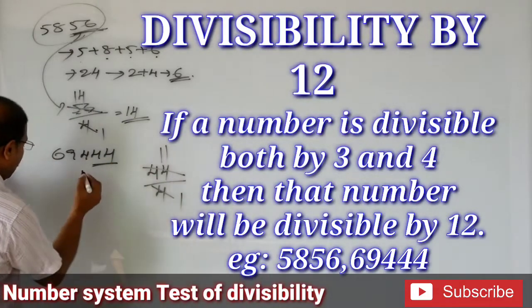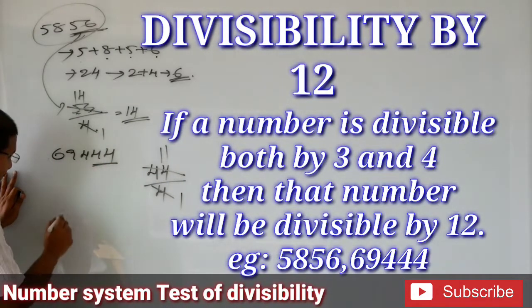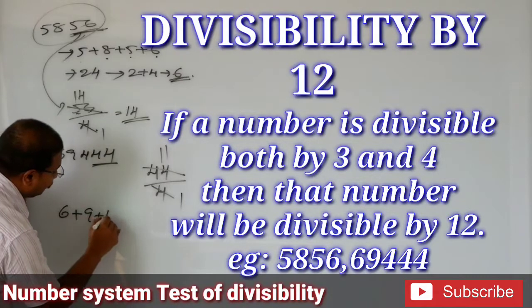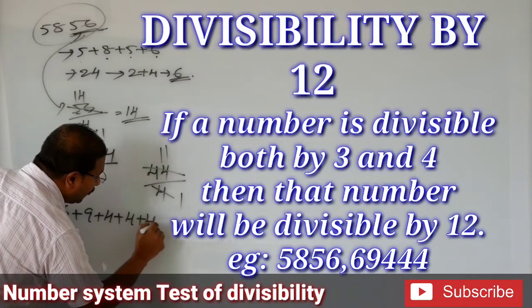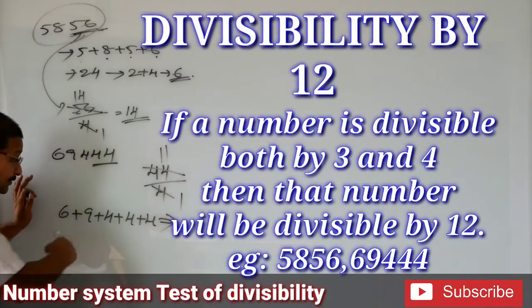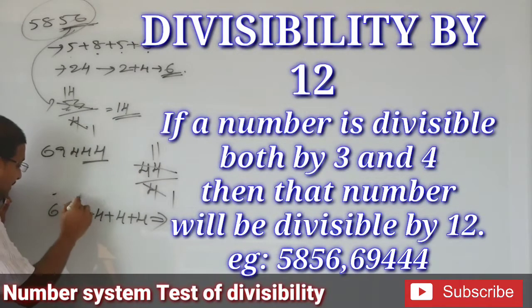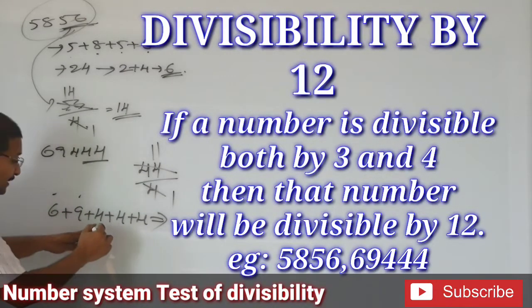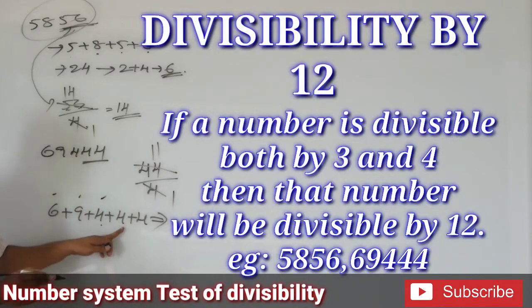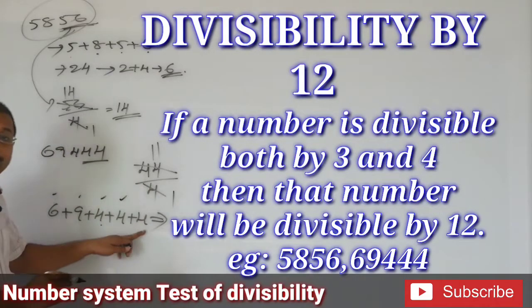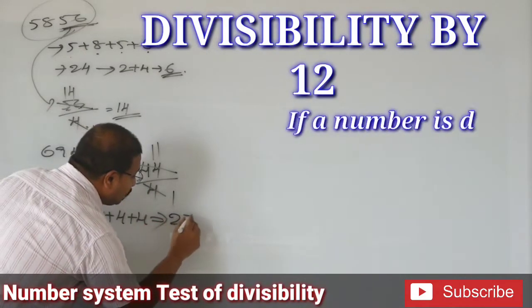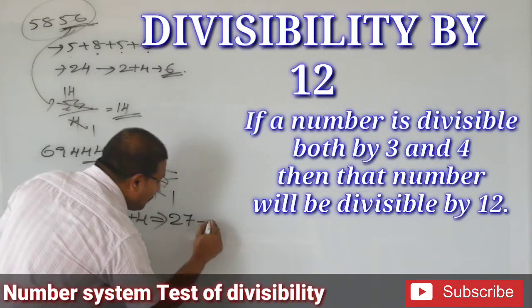Next one, what will we do? We'll check it by adding the digits. 6 plus 9 plus 4 plus 4 plus 4. Ready? To check the divisibility by 3. That's 6 plus 9, 15. 15 plus 4, 19. 19 plus 4, 23. 23 plus 4, 27. 27 means if you want one more time you can add it.